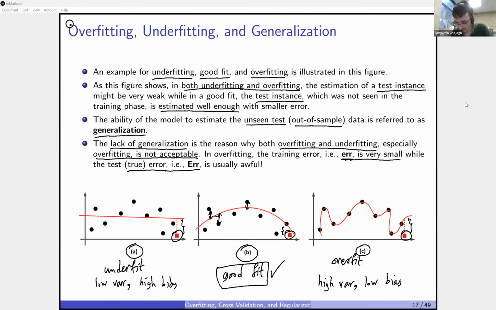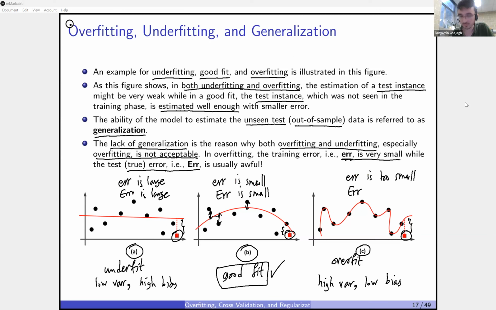In other words, here, the error is small. Capital error, true error, is almost as small too. Here, error is large. Capital error is also large. Here in overfit, empirical error on the training data points is too small, even smaller than the good fit. However, its capital error, which is empirical error on the unseen data, is awful, is large, right? Okay.